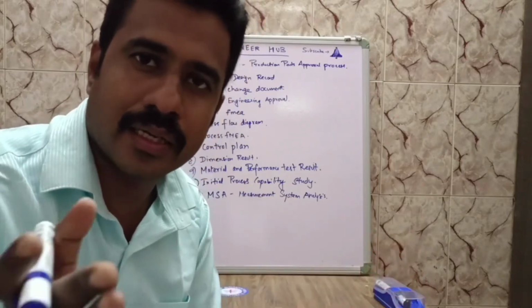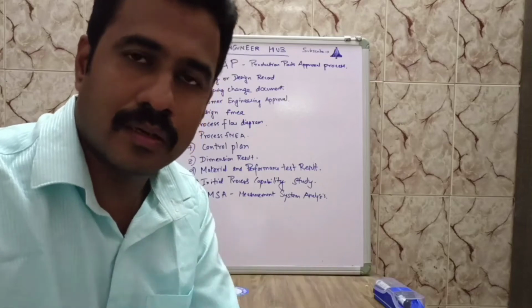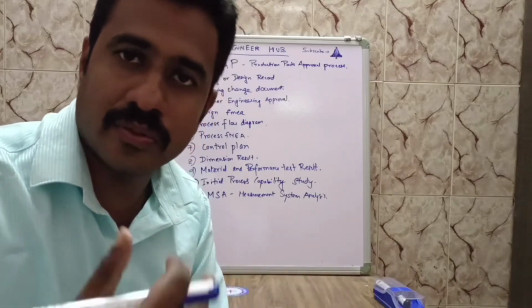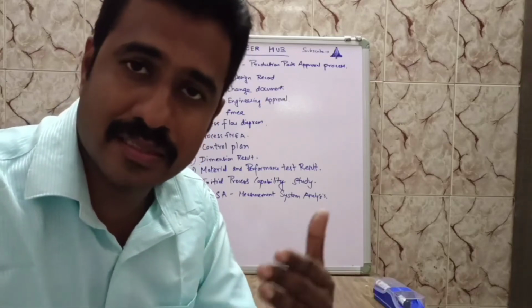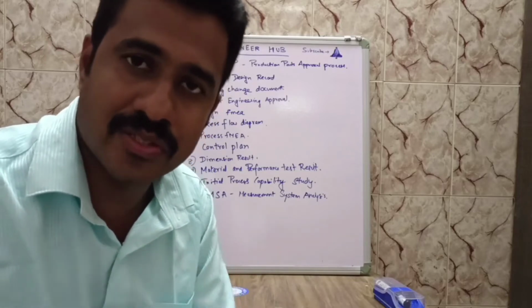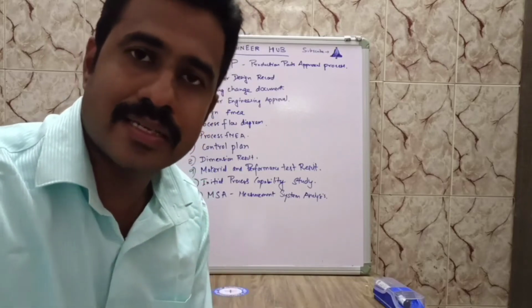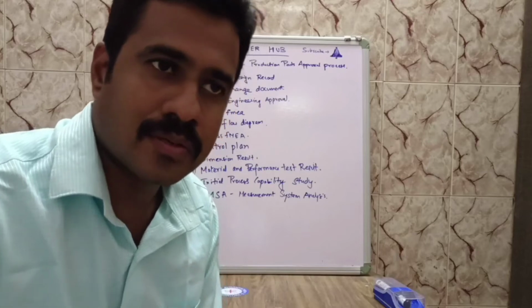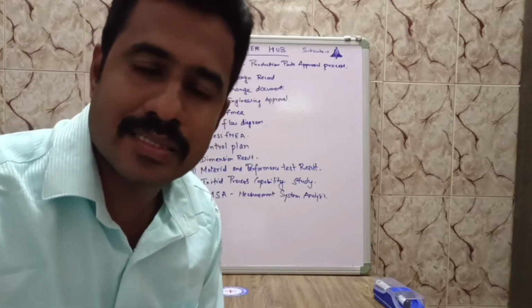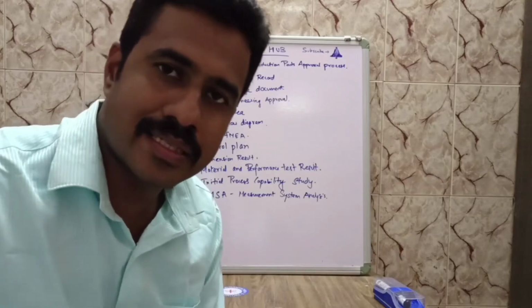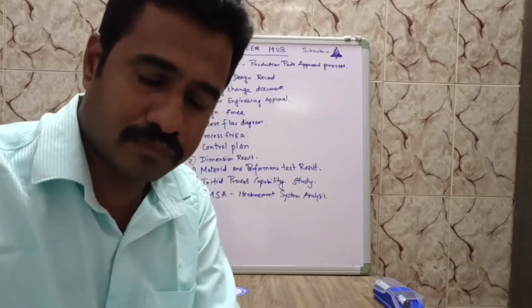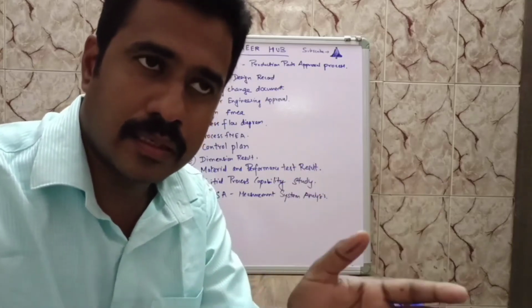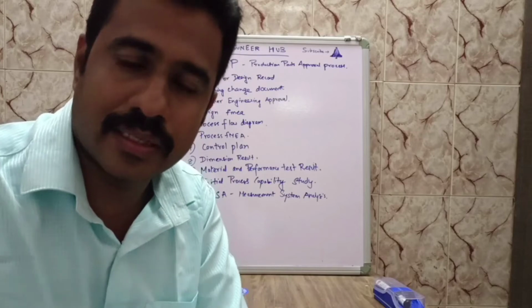It's basically repeatability and reproducibility. So you have to check whether there's a manual error and whether there's an instrument error. That study is conducted using MSA. While conducting this MSA study, there are three stages: bias, linearity, and stability.